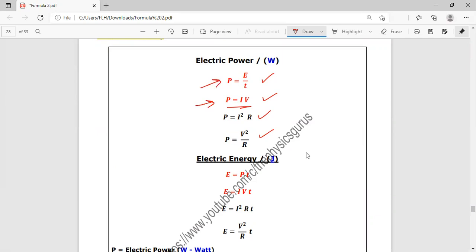Then the electrical energy formula will be there. These two are the basic formulas: E is equal to P into T, or E is equal to IVT, or ITV, or VIT. Then these formulas can be used as well: E is equal to I square RT, and E is equal to V square over R into T as well.